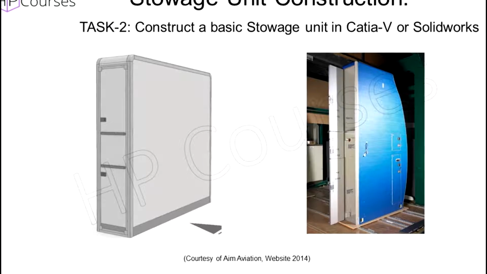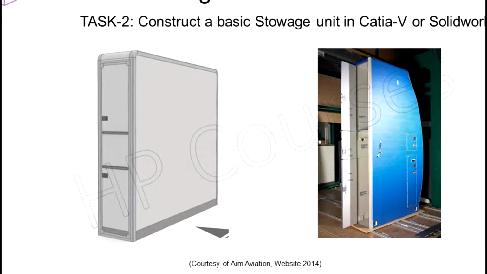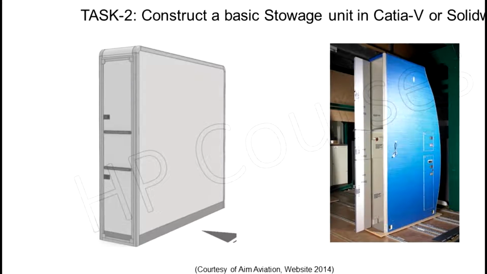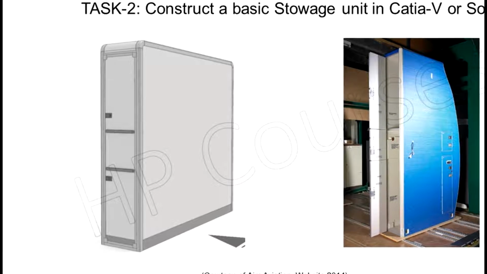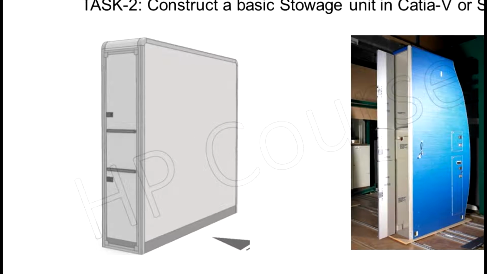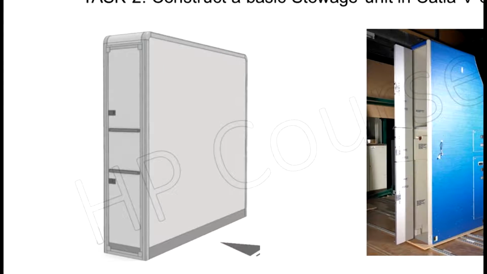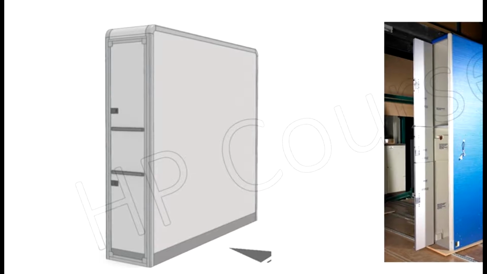Take a look at these two pictures from AIM Aviation website of stowage units. Go on their website, have a look as much as you possibly can. You'll see a lot of variations on stowage units. Some of these stowage units may contain additional items that can be attached to the side, such as a baby bassinet, or a magazine rack, or a video monitor.